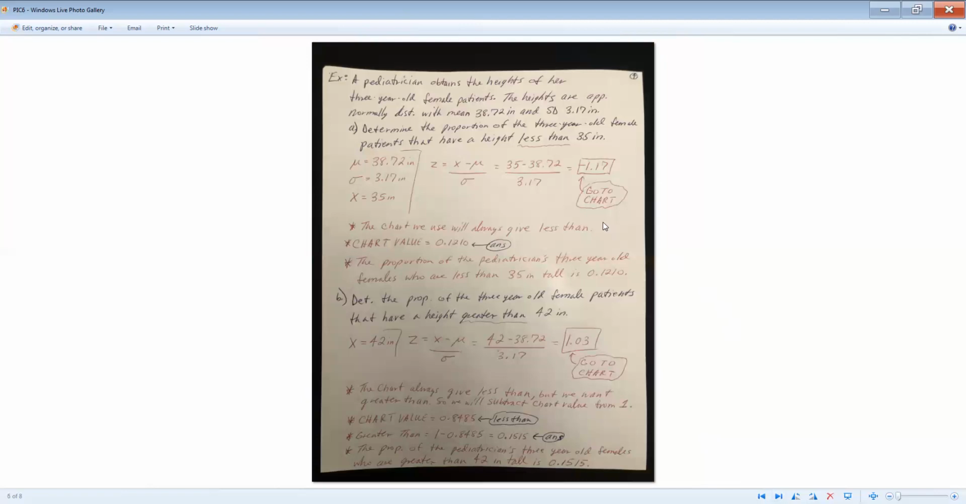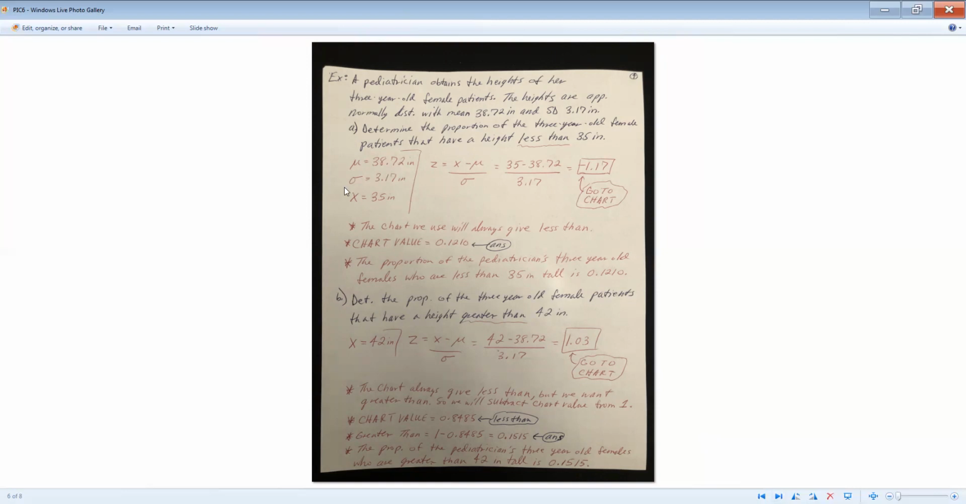So let's look at an example. A pediatrician obtains the heights of her 3-year-old female patients. The heights are approximately normally distributed with mean 38.72 inches and standard deviation of 3.17 inches. Determine the proportion of 3-year-old female patients that had a height less than 35 inches. So we're talking about less than in this case.